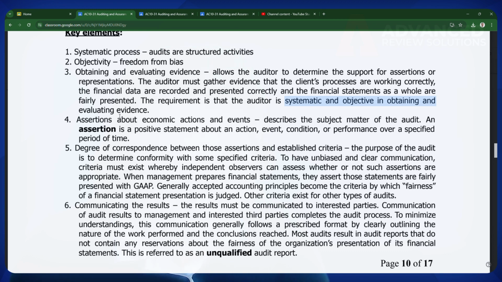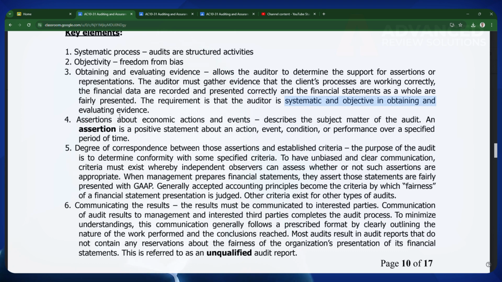Yan ang pinaka-ultimate goal natin. Bakit nagpapa-audit? Kasi para malaman ng intended users kung sila ba ay free from bias, sila ba ay free from misstatement. Communications of the audit results to the management and interested third parties completes the audit process. Okay? So to minimize misunderstanding, this communication generally follows the prescribed format by clearly outlining the nature of the work performed and conclusions reached. And most audits result in audit reports that do not contain any reservations about the fairness of the organization's presentations of the FS.